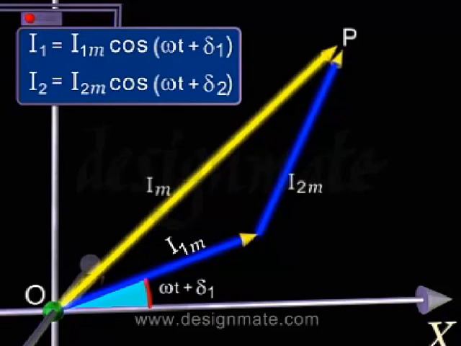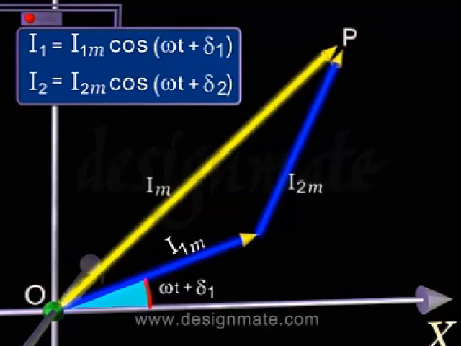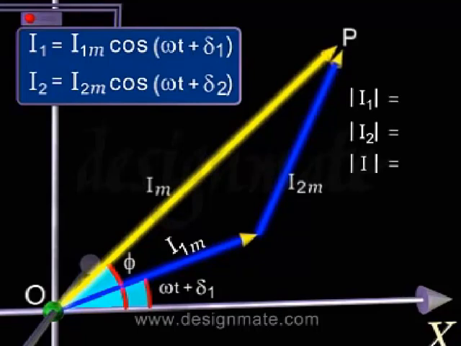The vector I represents a function which is the resultant of the two harmonic functions, which are represented by vectors I1 and I2. The amplitude of the resultant harmonic function is equal to the length or value of OP. Its phase angle is equal to phi. It has to be remembered that the magnitudes of the vectors I1, I2 and I are given by I1m, I2m and Im respectively.